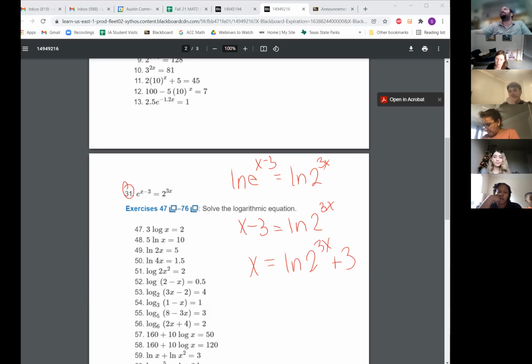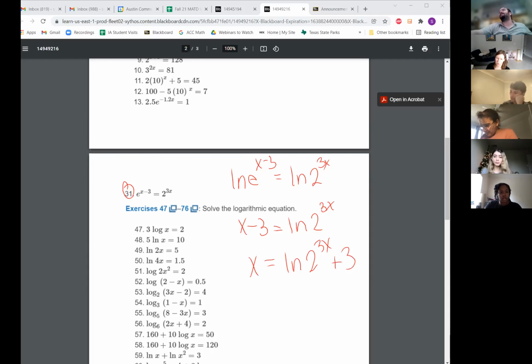Yeah, I mean, we could do that. We need a way to get that 3x out, right? It's stuck. How do we get it out? We learned in this unit how to get it out. Put the x minus 3 times ln of e equals x ln of 8. The ln of e is 1, and then it's going to be x minus 3 equals x ln of 8, and then we put everything on one side, which is going to be x equals x ln of 8 plus 3.